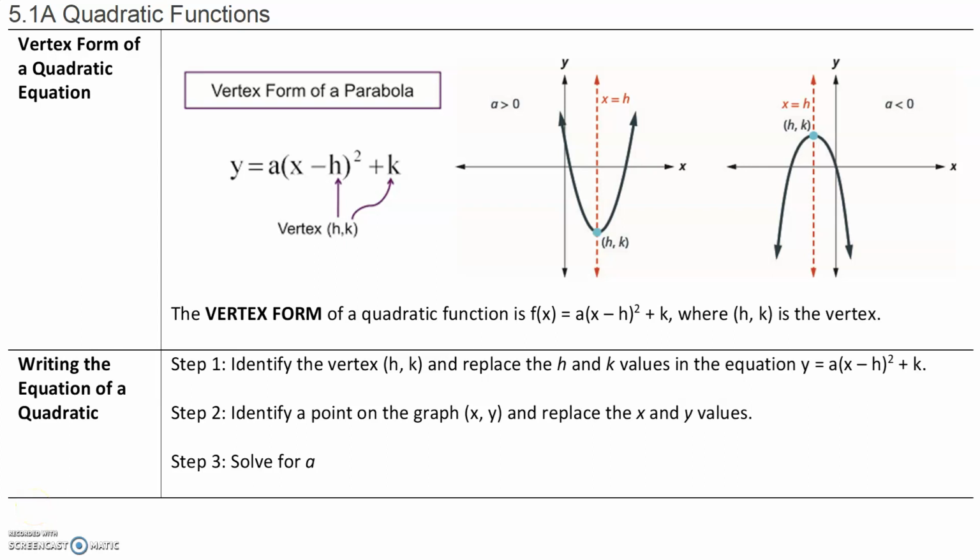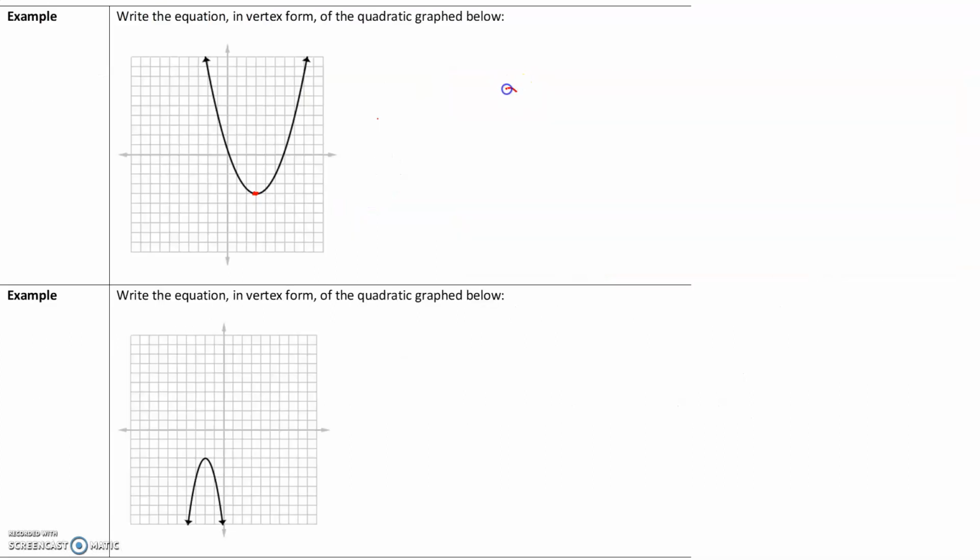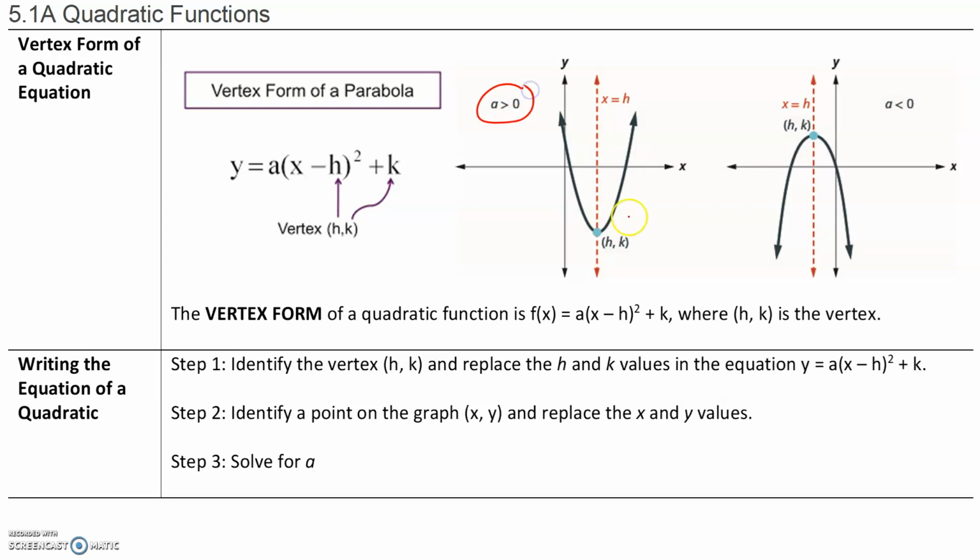In section 5.1, part A, we will talk about quadratic functions. If you recall, the graph of a quadratic function is in the shape of a parabola. If the a value is greater than 0, the parabola opens towards positive infinity. If the a value is less than 0, the parabola opens towards negative infinity.